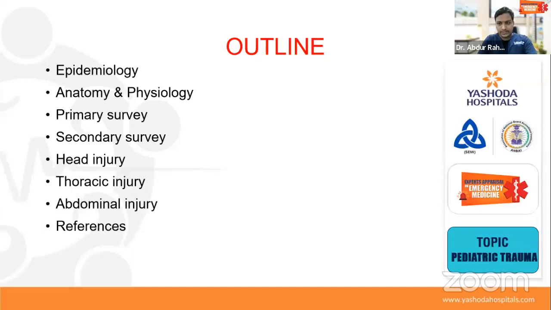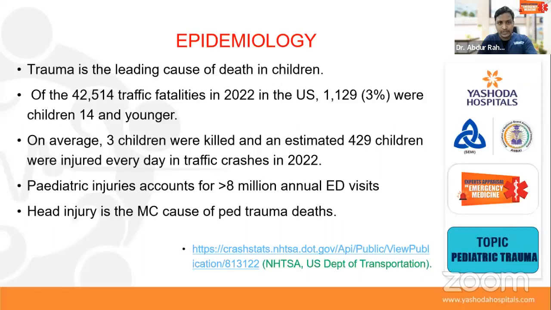So this is the basic outline which we are going to discuss today. This is basic epidemiological data about pediatric trauma. As we know, trauma is the leading cause of death in the pediatric age group. This data is taken from the US Department of Transportation in 2022. Out of 42,514 traffic fatalities, approximately 3% were less than 14 years of age. On average, 3 children were killed and an estimated 429 children were injured every day in traffic crashes in 2022. Also, pediatric injuries account for more than 8 million annual ED visits.